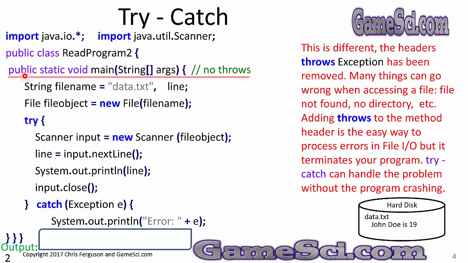This line has changed. We're back to our normal public static void main String array args line. There's no throws at the end of this line. The header's throws Exception has been removed. Many things can go wrong when accessing a file: file not found, no directory, etc. Adding the throws to the method header is the easy way to process errors in file I/O, but it terminates your program. The try-catch can handle the problem without the program terminating. So in many ways, try-catch is superior to doing the throws command at the end of the method.